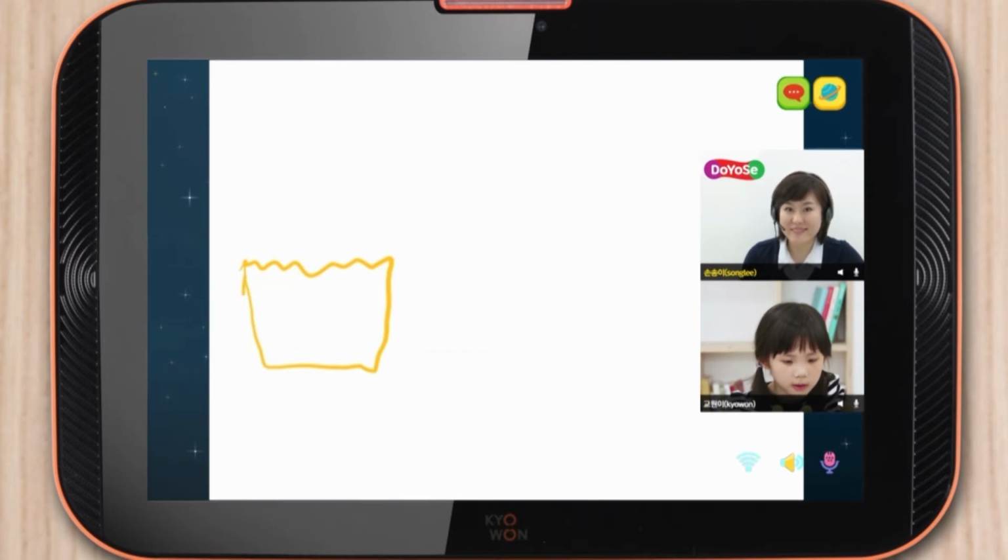If children say that it's really difficult to do something, then it's a great way to have the teacher do it first and then have the children follow what they're doing.